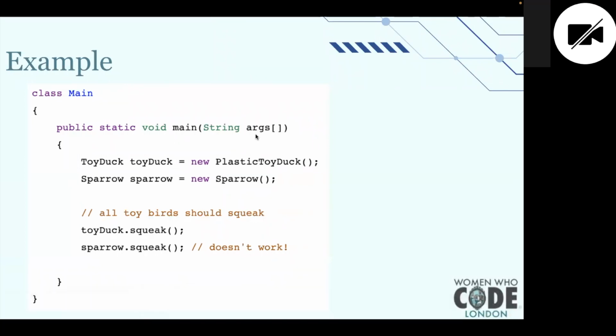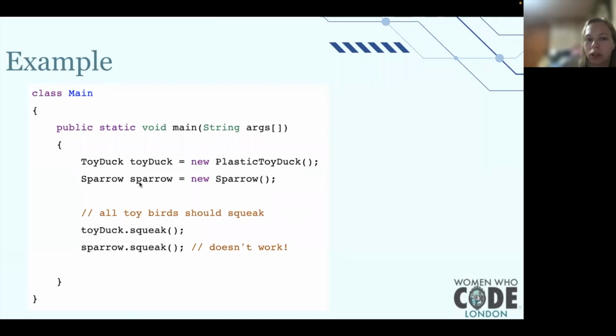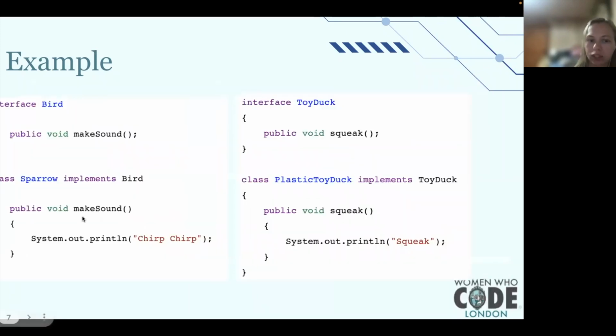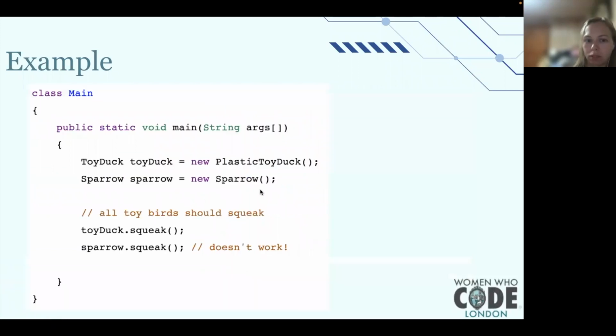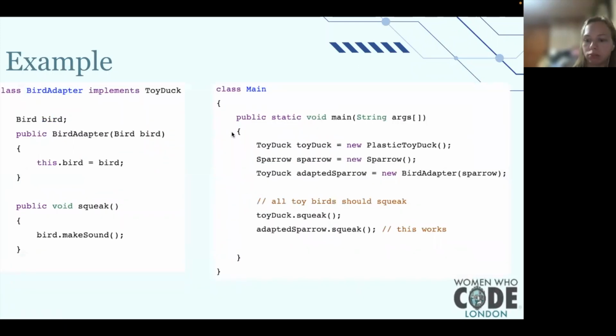Okay, cool. So again, we created our toy duck, which is a plastic toy duck, and we created our sparrow, and we want them both to squeak. But sparrow cannot squeak, right? We don't have a method like that. It can only make sounds. So what do we do if we want to work with both of the creatures simultaneously and on the same method? We can create an adapter.